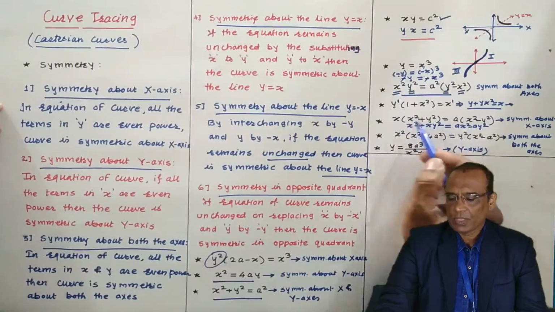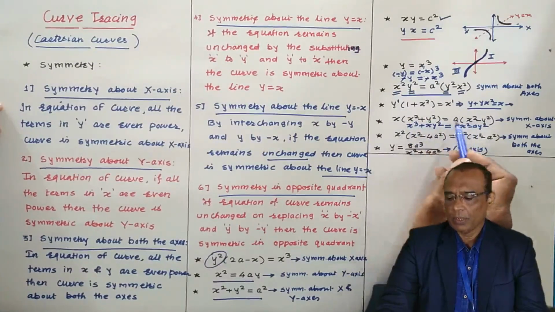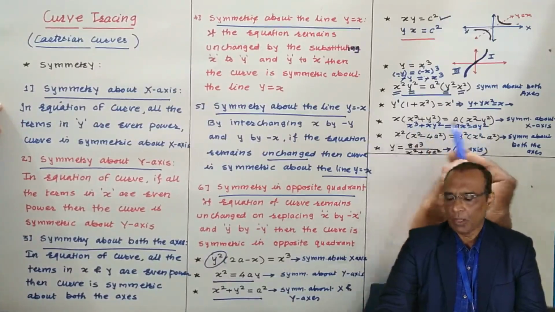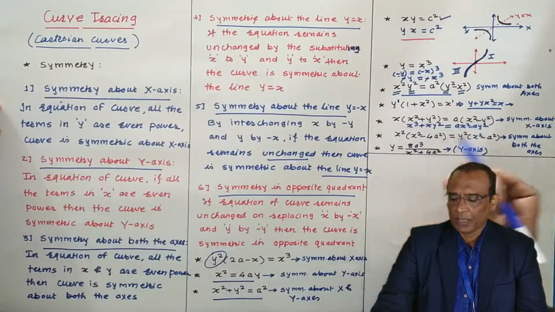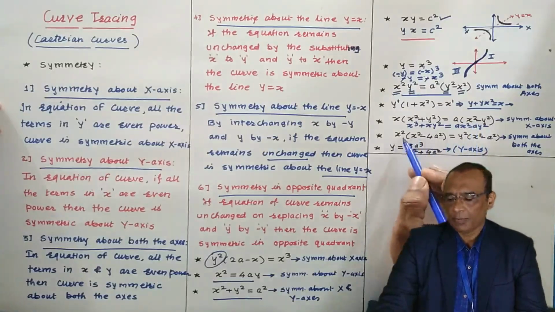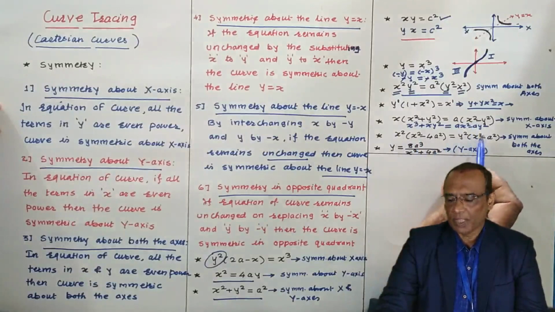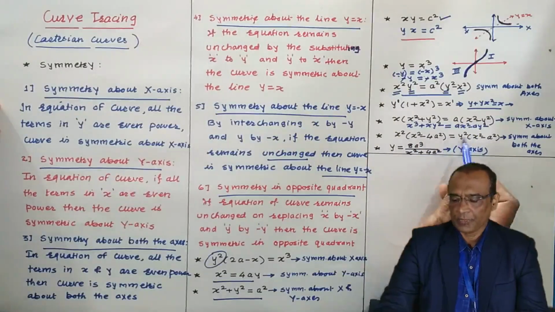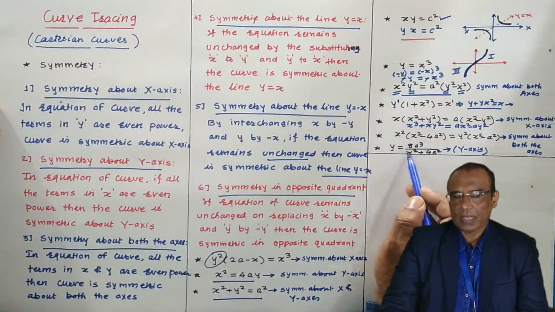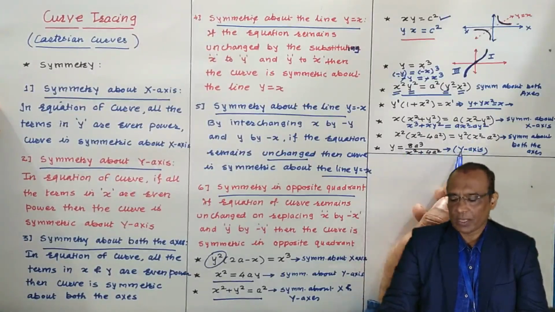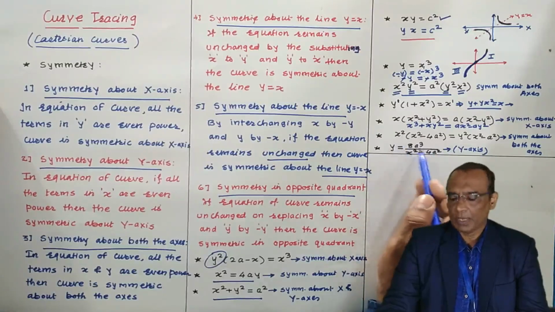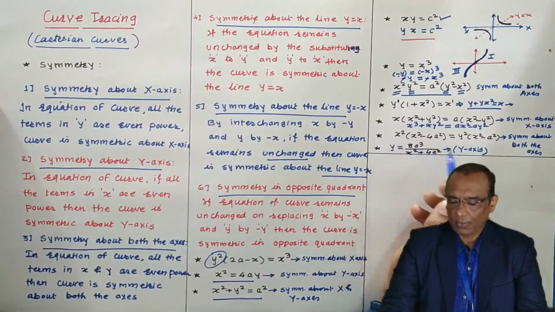Then this curve is symmetric about x-axis because all the terms in y are even power. All the terms in x are not even power. Here also, all the terms in x are even power. All the terms in y are even power. Therefore, it is symmetric about both the axes. In the last equation, all the terms in x are even power. Therefore, it is symmetric about y-axis. All the terms in y are not even power. Therefore, it is not symmetric about x-axis. It is symmetric about y-axis.